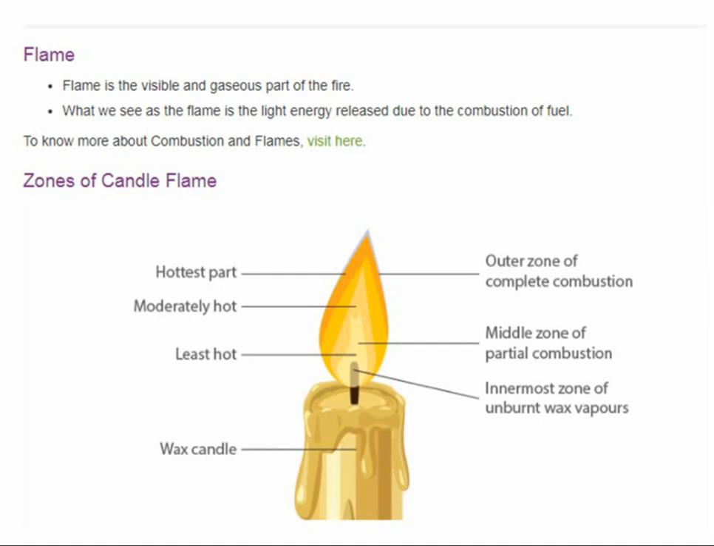So the outer zone is the hottest part because it is the result of complete combustion. It gets complete oxygen to burn. But in the middle zone, there is partial combustion. There is not enough oxygen. And the innermost part is the least hot part because only unburned wax vapors are present there. So whenever vapors are produced from any kind of fuel, the flame takes place.